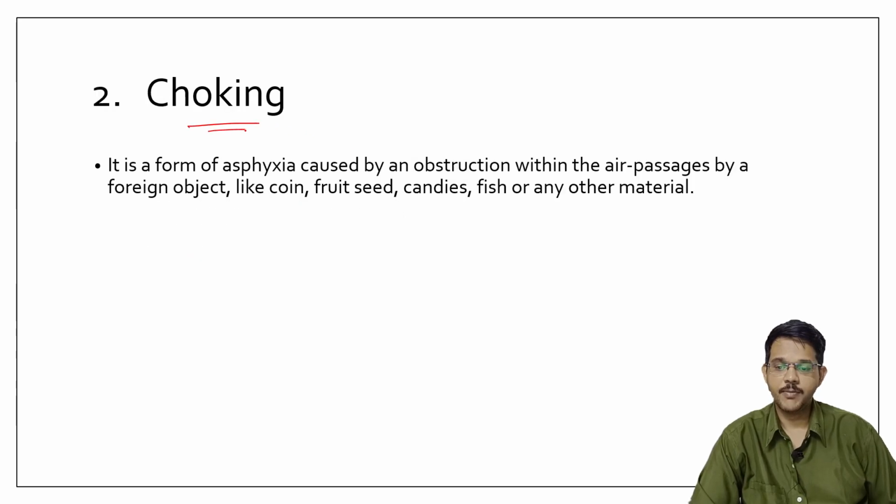Now coming to the next type of suffocation, choking. It is a form of asphyxia caused by obstruction within the air passage. So here the obstruction is within the air passage. Nose and mouth are clear, but air passages are blocked by a foreign object like a coin, food, candy or fish, or any material. It is a form of obstruction within the air passages by a foreign object.